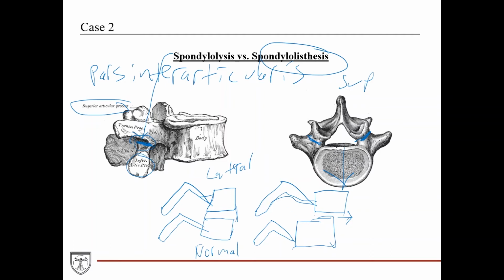Versus if you just have it on one side, you still have the other side intact holding it in place. But when you lose both sides to a fracture like this, then it's broken apart and it can move like this. And this can often be a cause of spondylolisthesis.